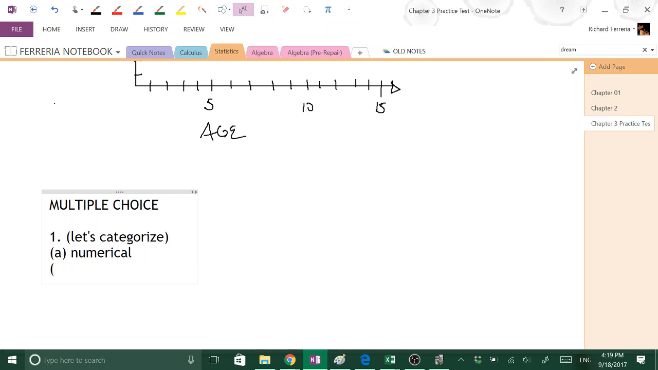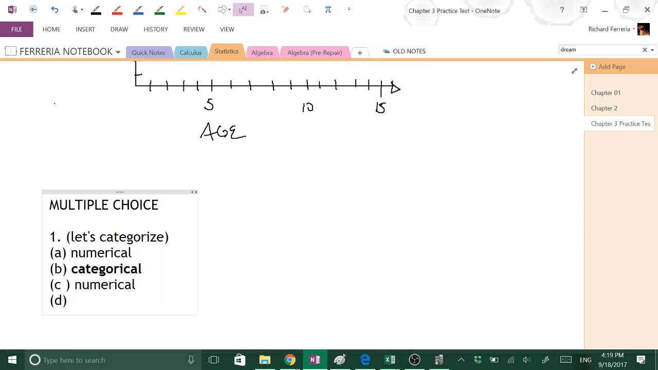Letter B, we have the county of residence. That's not a number. That's a name. So that would have to be categorical. Letter B was correct, so we'll just highlight that one. C is household income. Again, that's a number, so that's numerical.